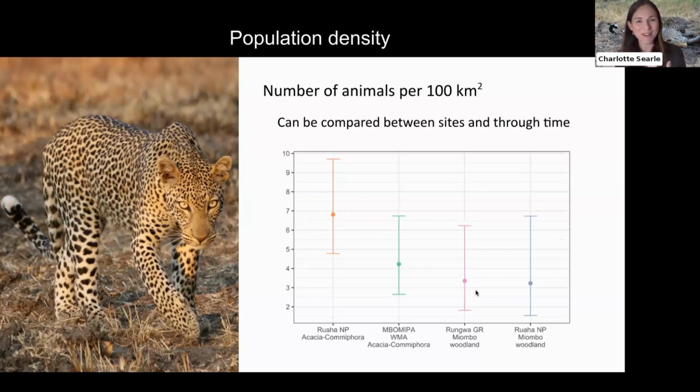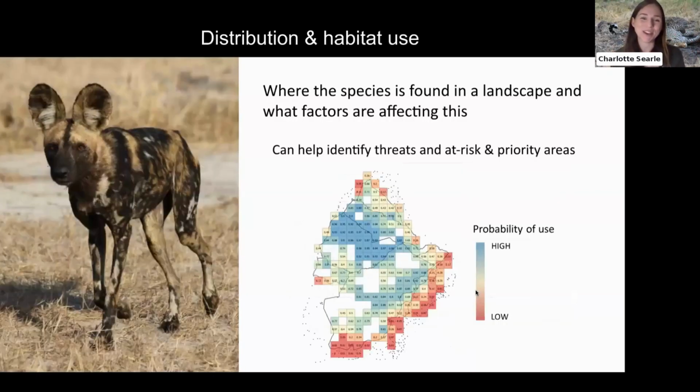Distribution is another thing that I mentioned. Distribution is what we get from spore surveys. This lets us understand where carnivores are found across these really big areas we're working in. And this is really helpful to identify areas where they're particularly at risk, or areas that are really important as well, and just generally understanding how they're using the landscape.